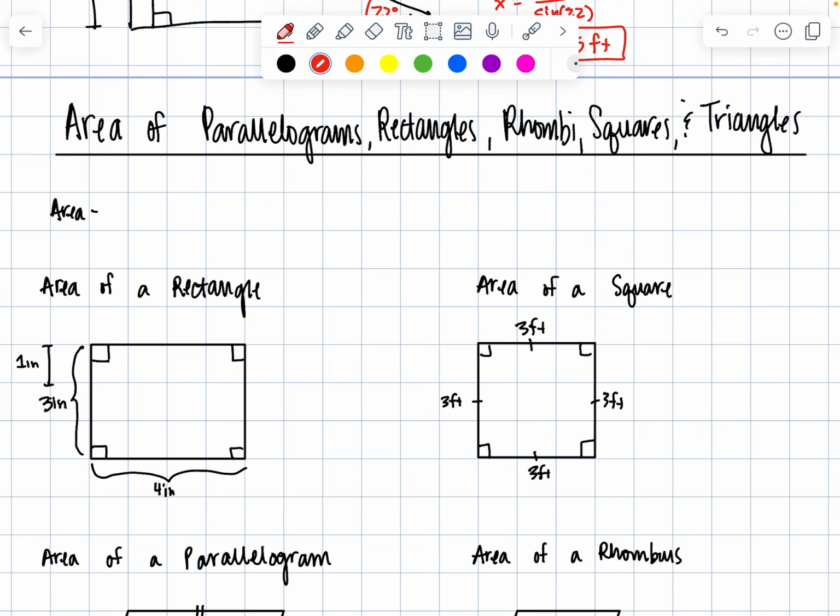Area, let's start with defining what area is. Area is the amount of square units a geometric figure encloses. So a geometric figure is just a closed figure.